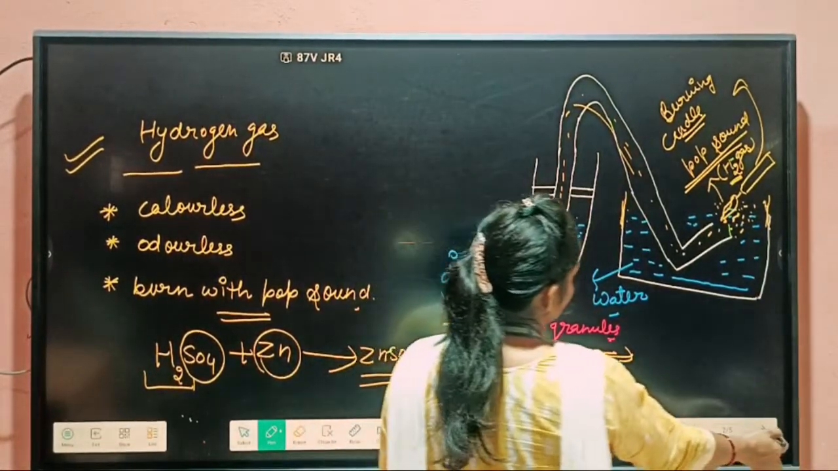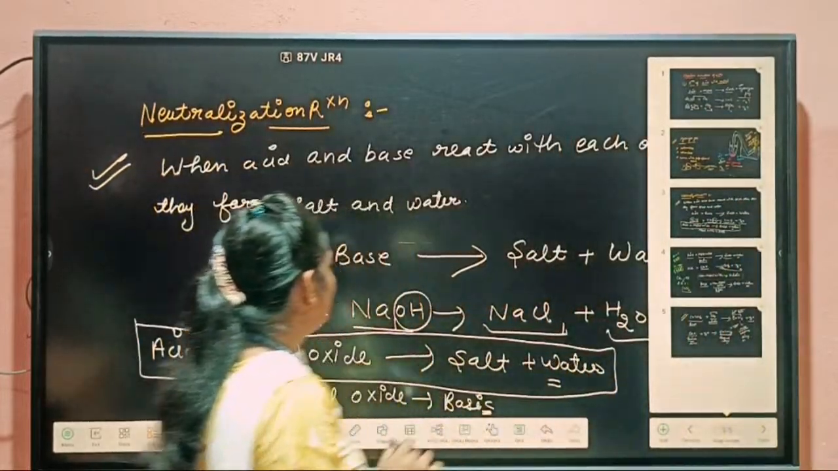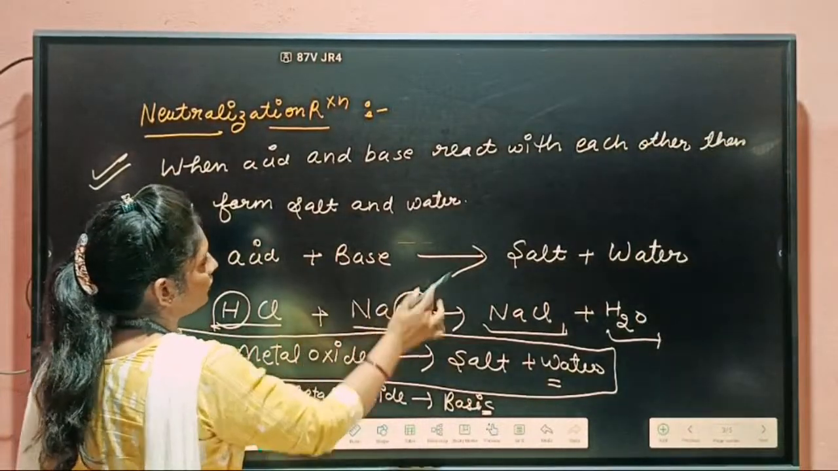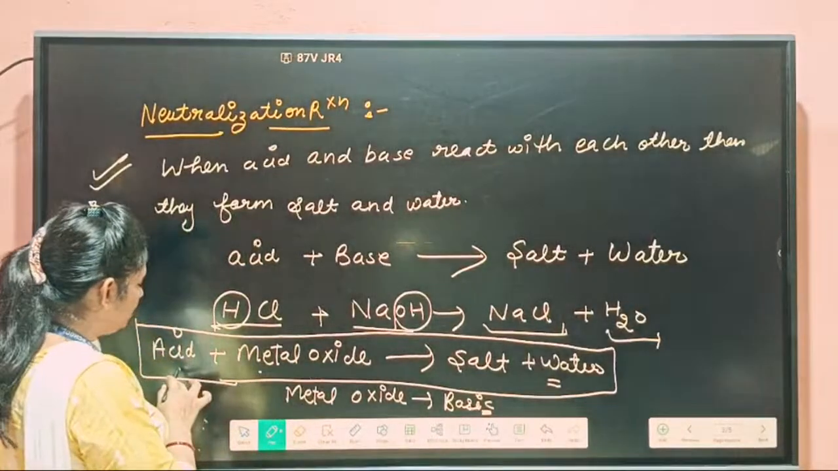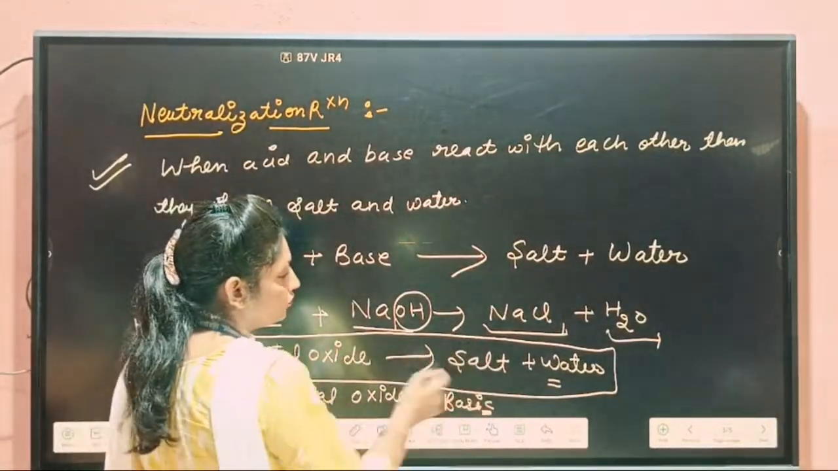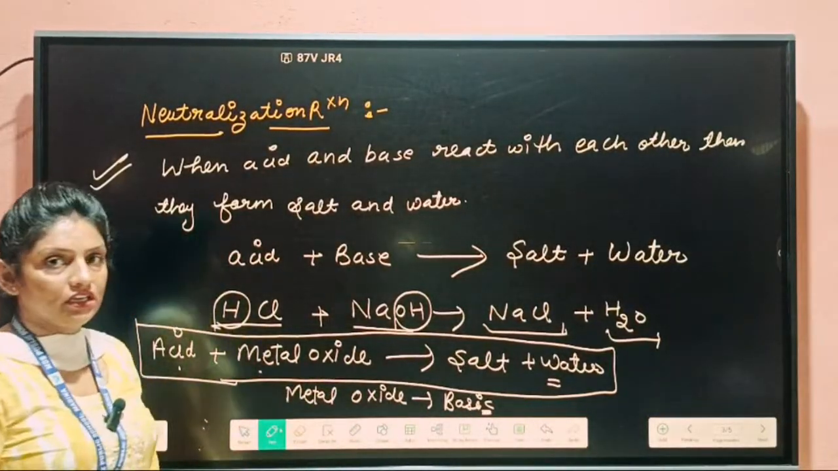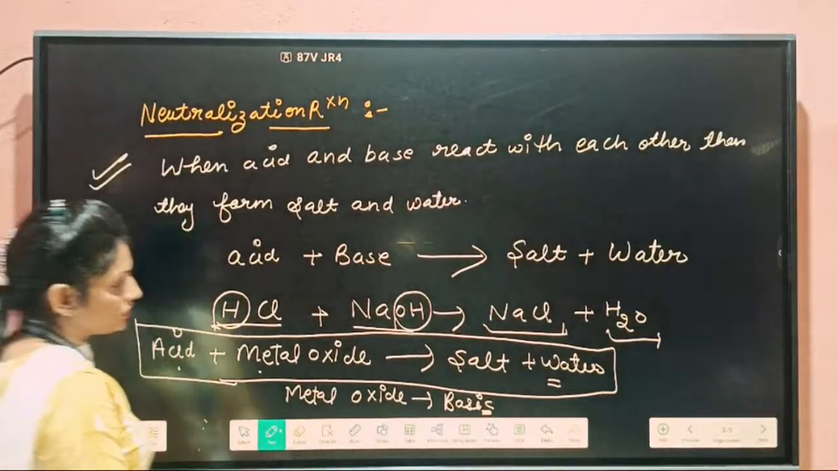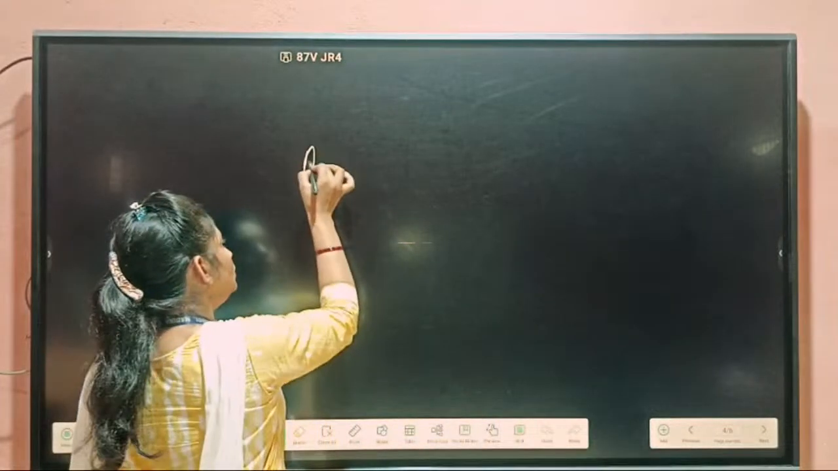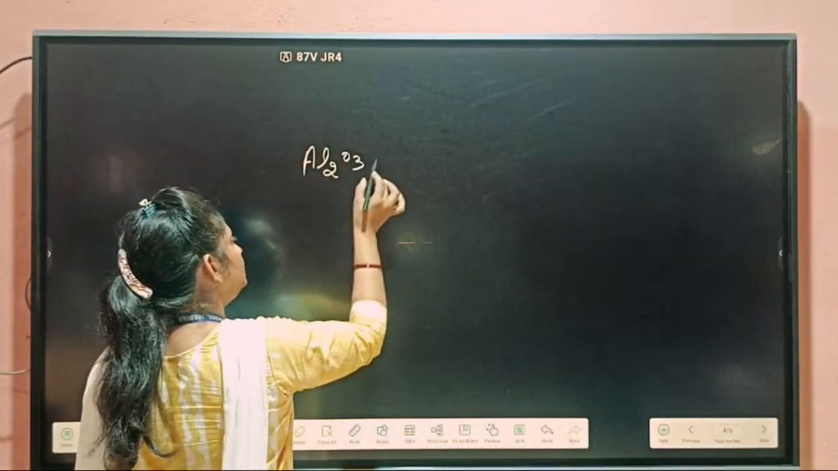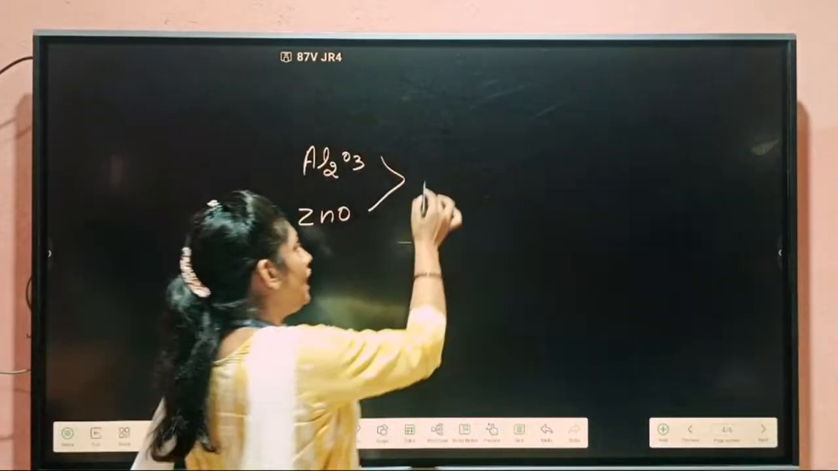Then students, neutralization reaction we have done. In neutralization reaction, acid and base react with each other. They form salt and water. So when metal oxide reacts with the acid, they also form salt and water. Why are they producing this? Because metal oxides are generally basic in nature. But some metal oxides like Al2O3 and zinc oxide, ZnO, aluminium oxide and zinc oxide, they are amphoteric.